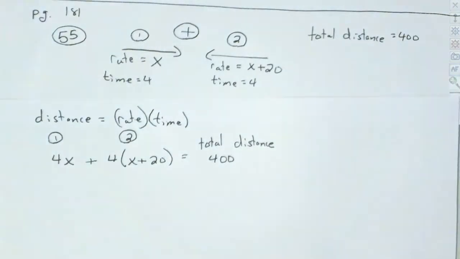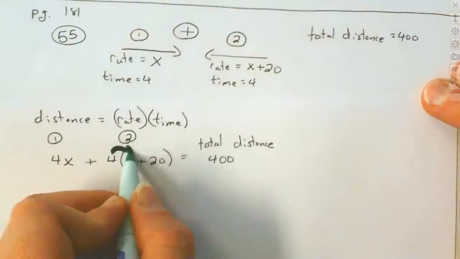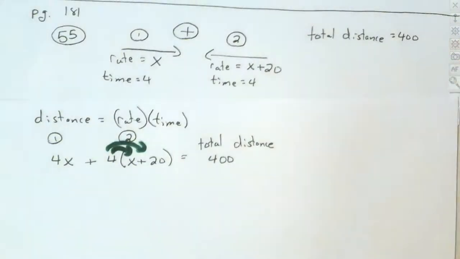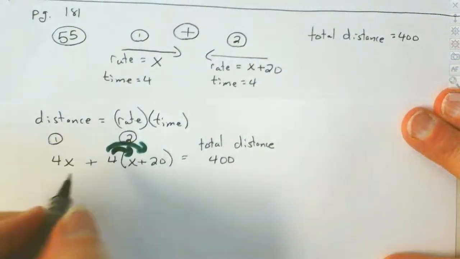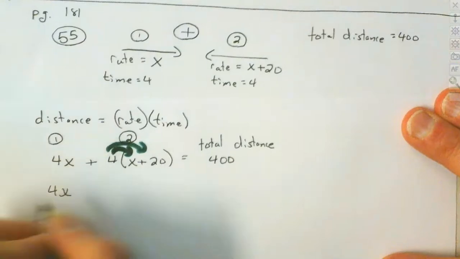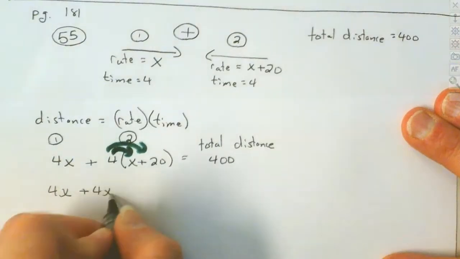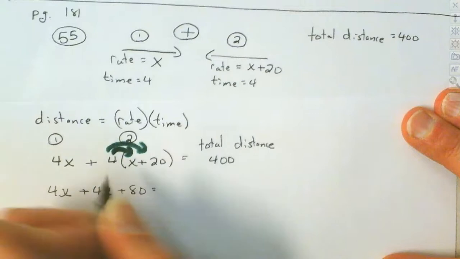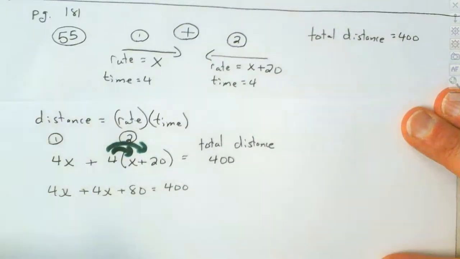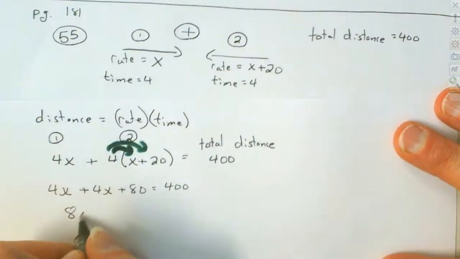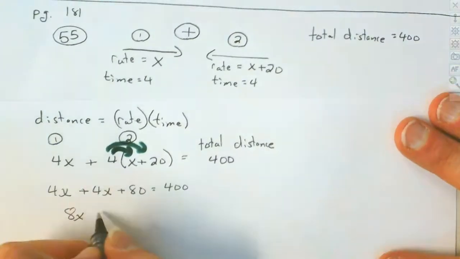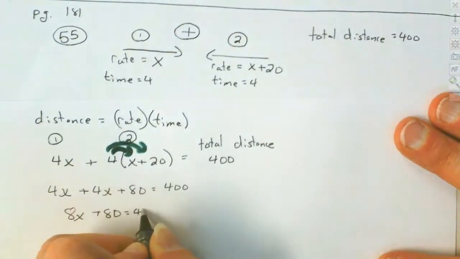Is everyone okay with how I set that one up? Now you should know what to do. Students generally don't struggle from here. It's everything before this. We distribute that 4 through. Okay, and that gives you now 4x plus 4x plus 80. That equals 400. We're going to combine them together. And that gives you 8x plus 80 equals 400.